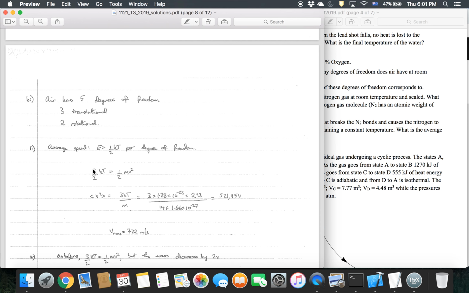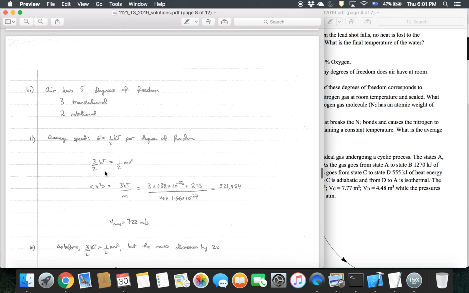So here, if you just change that to 5, because you have 5 degrees of freedom, 5 half kT equals half mv squared. Rearrange that. The root mean squared velocity is just the square root of v squared. So then now this will be 5 instead of 3 here. And you'll get a different numerical answer because of the change in the degrees of freedom. But the physics is the same.